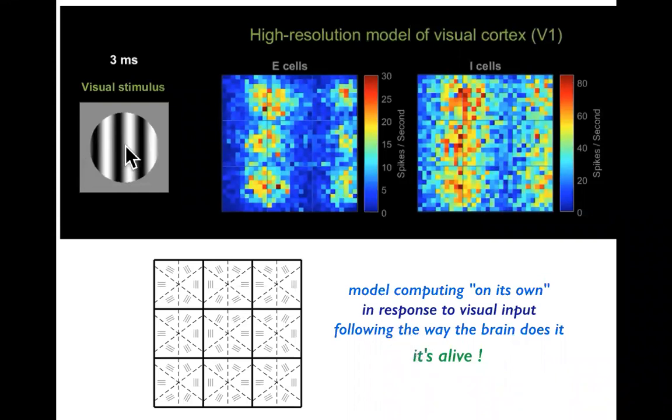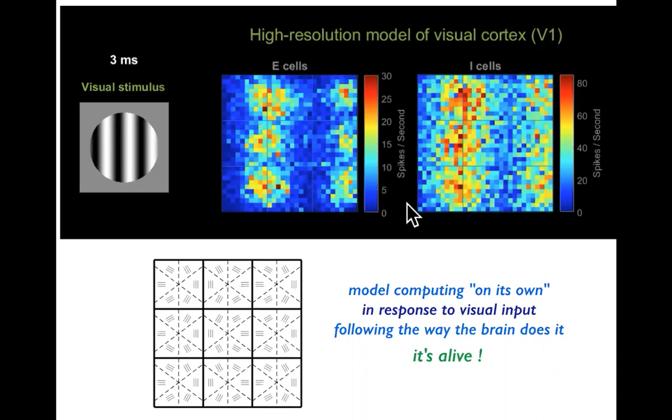We give it the stimulus, and then it computes the rest on its own. In following the way that the integrate-and-fire neurons behave, how they are coupled to each other, how the connection to LGN works, and how LGN behaves, in other words, we put into the model what we think is going on in how the individual components behave, put them together, present the stimulus, and let the model compute.